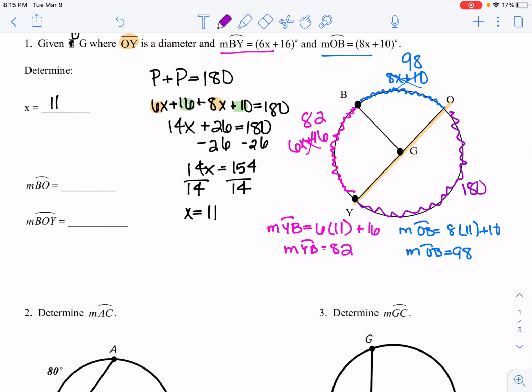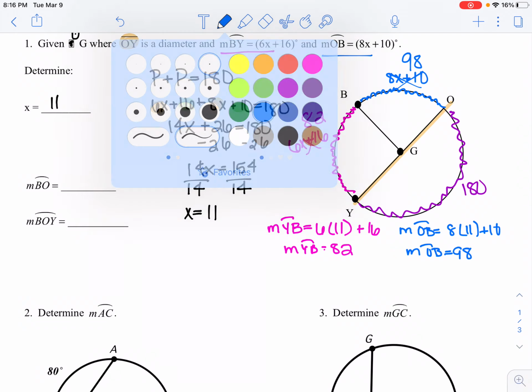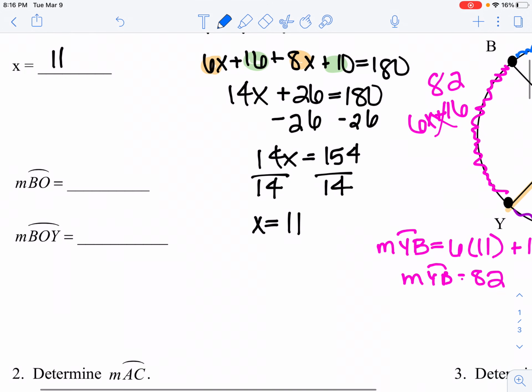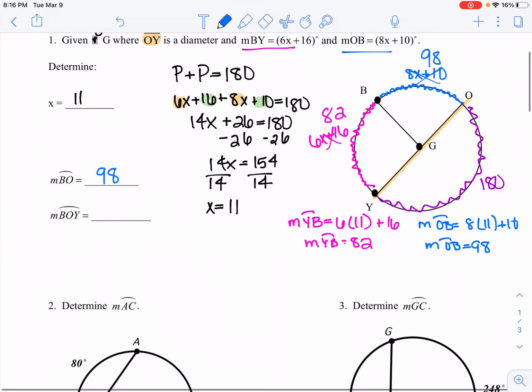All right, go ahead now and pause your video. Write down what you're going to get for arc BO and arc BOY. After looking at your diagram, I'm hoping that you saw that the measure of arc BO is 98 degrees. It just goes from B to O.